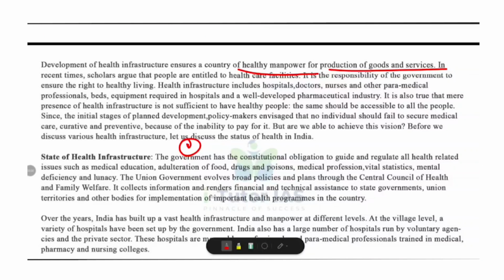First component is medical facilities. That means hospitals, clinics, PHCs, that is primary health centers, dispensaries, and so on. Then the next component is human resources. That means doctors, nurses, paramedical staff, and community health workers. Third component is equipment and supplies. That means hospital beds, diagnostics, tools, surgical instruments, and so on. And the fourth component is the pharmaceutical industry. That means the development and supply of medicines and vaccines.